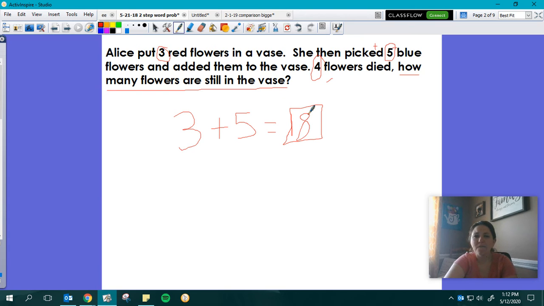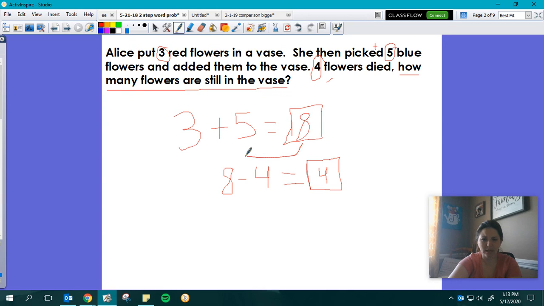Then it says 4 of the flowers died. Well, I'm not going to do 3 take away 4, and I'm not going to do 5 take away 4. I need to go with the 8 that I found as my first step answer. And then I'm going to take away 4. So I'm going to do the 8, take away the 4, is the same as what? Well, that's easy. That's a doubles fact because I know that 4 joined with 4 is 8. So that means that 8 take away 4 is 4. And again, I got this 8 from my first step, which is where I got it to solve my second step.